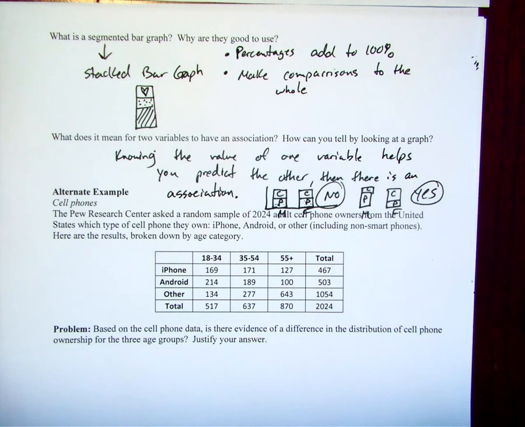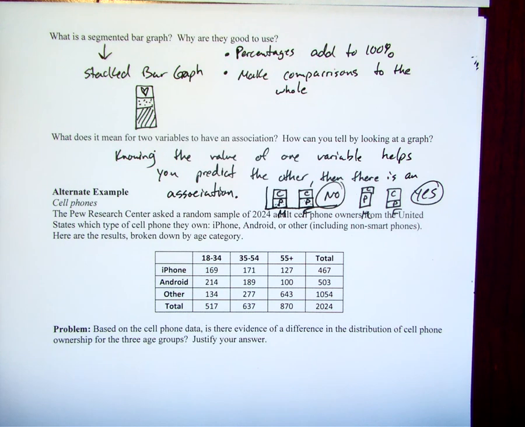Cell phones. The Pew Research Center asked a random sample of 2024 adult cell phone owners from the United States which type of cell phone they own: iPhone, Android, or other. Here are the results broken down by the age category. There you go. Based on the cell phone data, is there evidence of a difference in the distribution of cell phone ownership for the three age groups? Right? They want to compare the distribution of cell phone ownership within the three age groups.